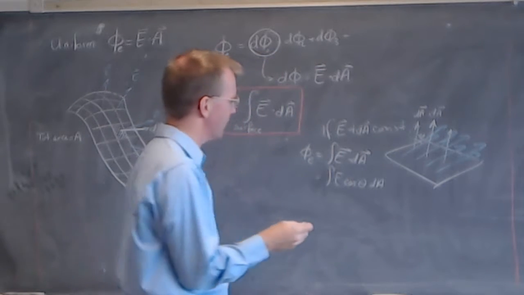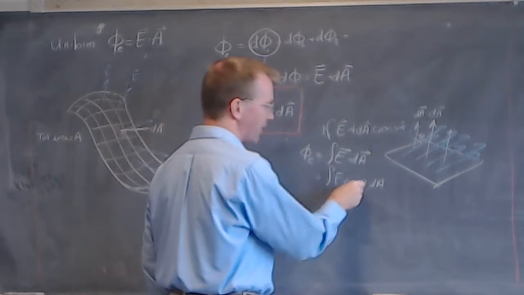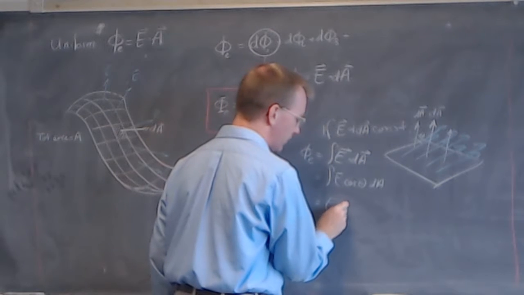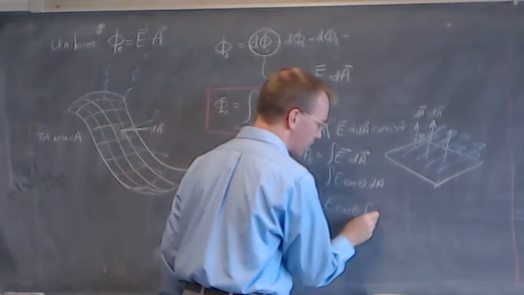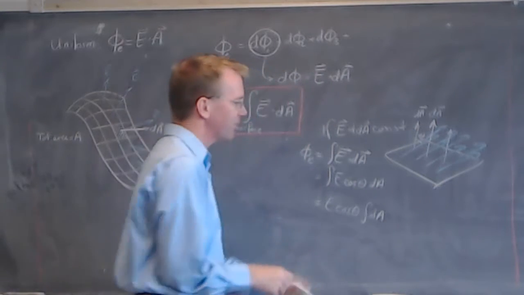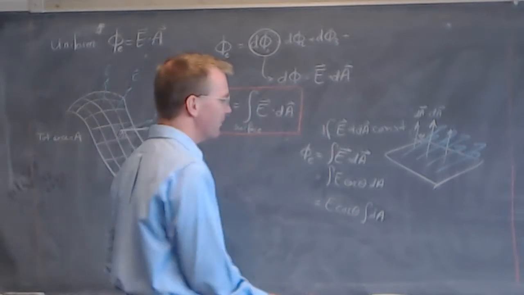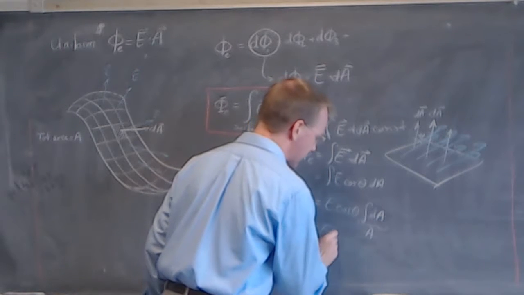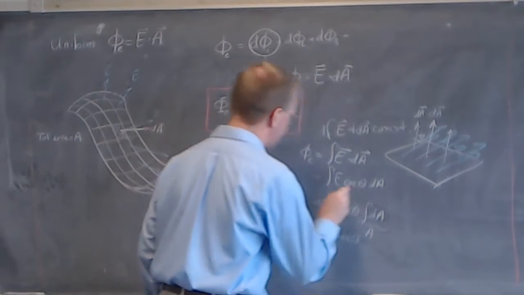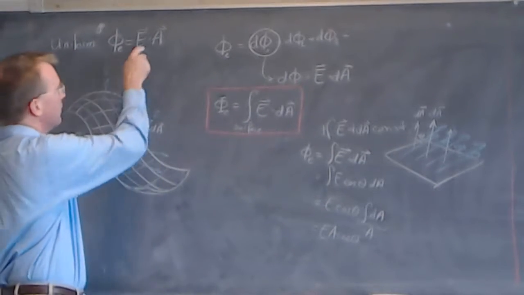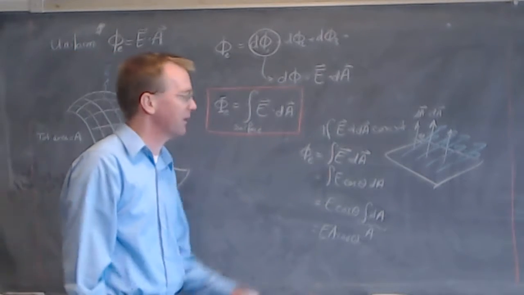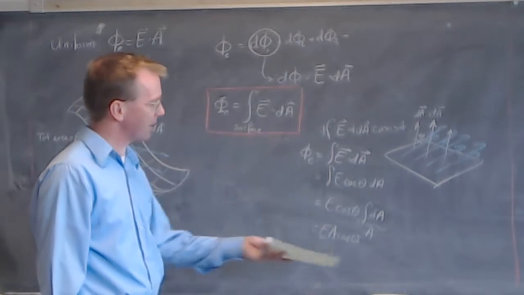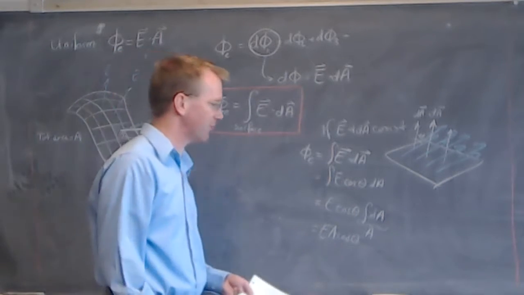They've got the same magnitude everywhere. E cosine theta doesn't change, E doesn't change. I pull them outside the integral. E cosine theta integral of dA. Yes, it's a surface integral, I'm just not writing that. And the integral of dA is A. And I get E A cosine theta, just like I did back here for the uniform case, because it is uniform. So that it's good. If I take the general case, I get back what I got in that specific case.